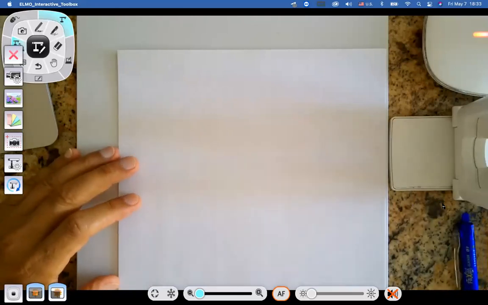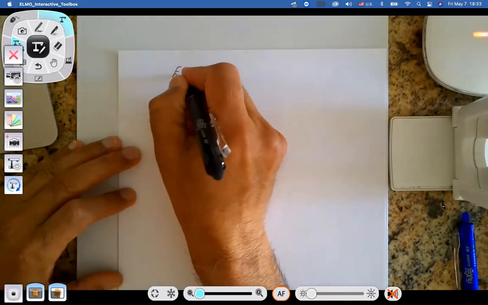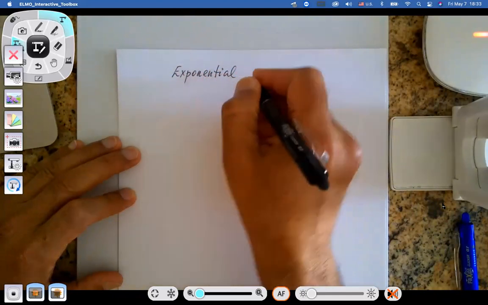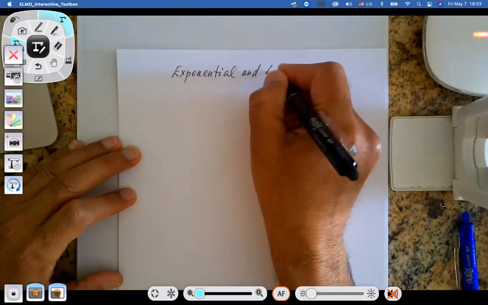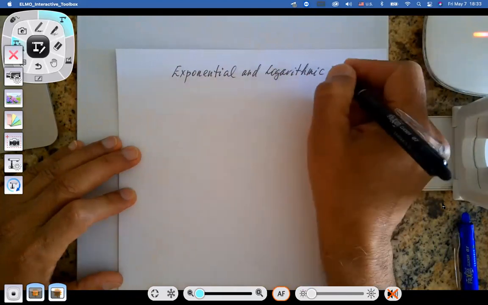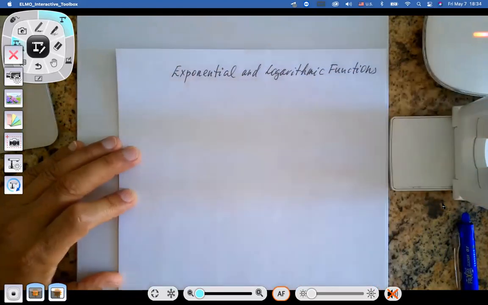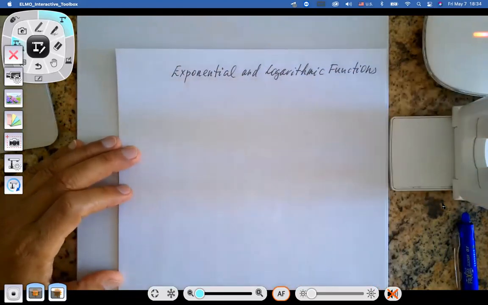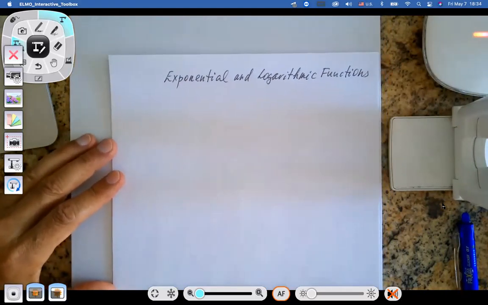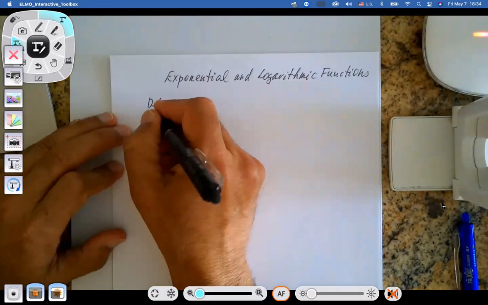So next topic is exponential and logarithmic functions. We start with the exponential function. Definition.